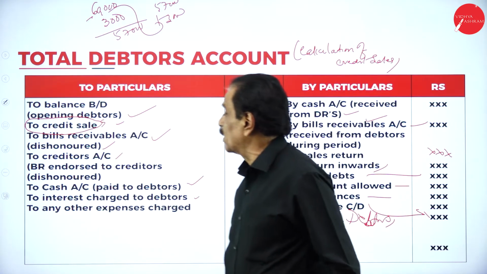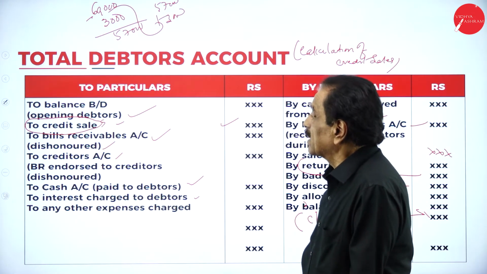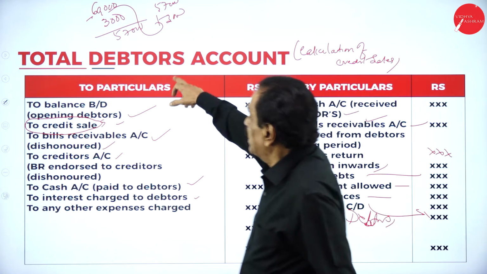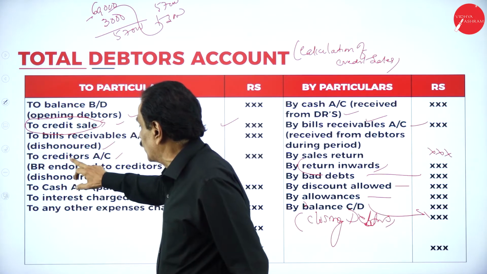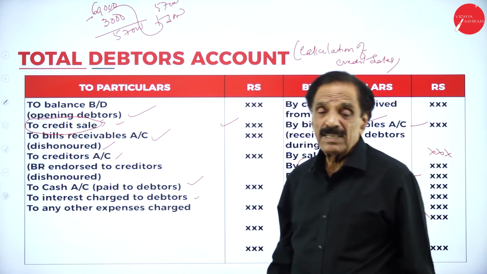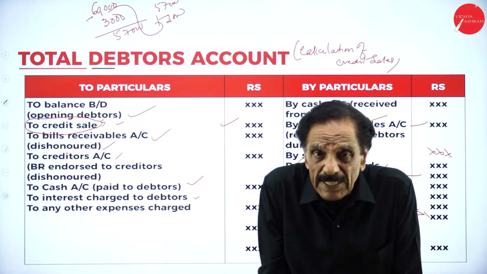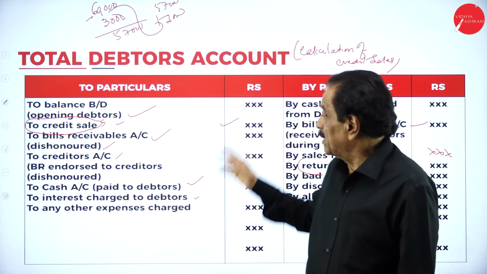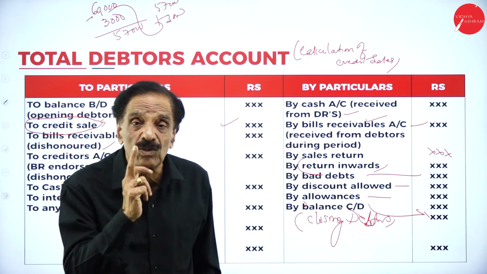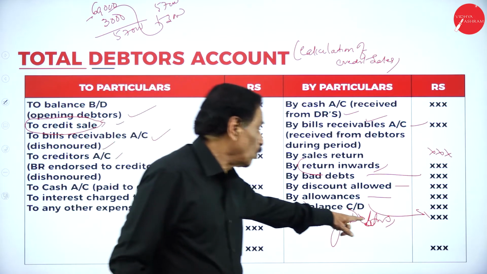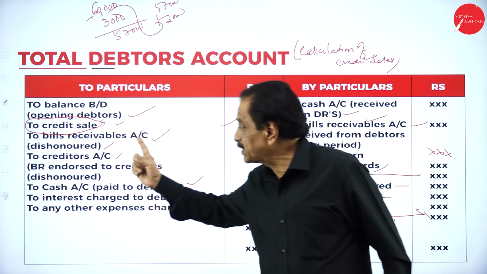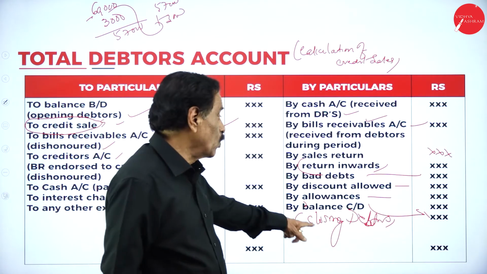Debtor account debit to creditor account. In the creditor account, how to write? Debtor account debit to creditor account; in creditor, the debit side, by debtor. Here the debtor account is prepared to find out the credit sale. If the closing figures are given, the difference is the credit sale. If the credit sales are given, the difference is the closing debtor.